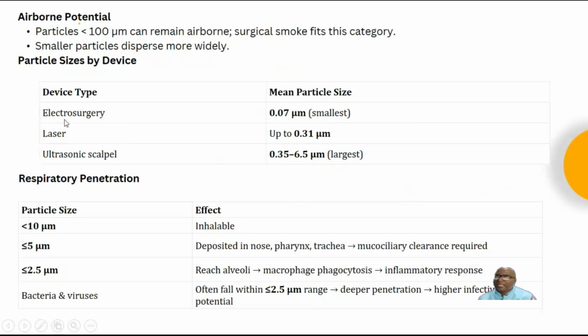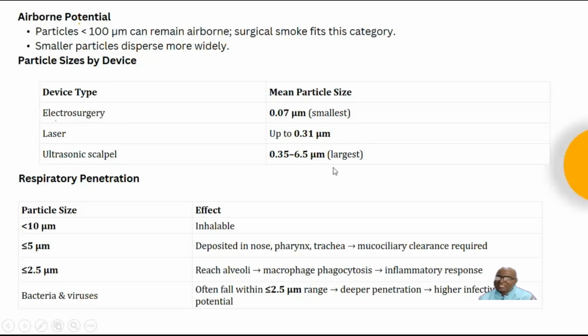Now, when we use electrosurgery, the particle size created is the smallest, that is 0.07 micrometer. With laser, it is up to 0.31 micron, and the ultrasonic scalpel is the largest, that is 0.35 to 6.5 micron. So you remember this maybe from the SBA point of view. The largest is the ultrasonic scalpel in the range of 0.35 to 6.5 micron, and the smallest is with electrosurgery.